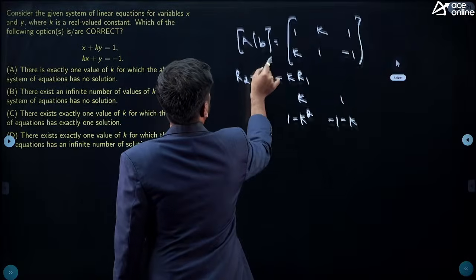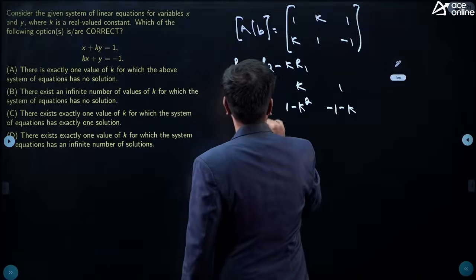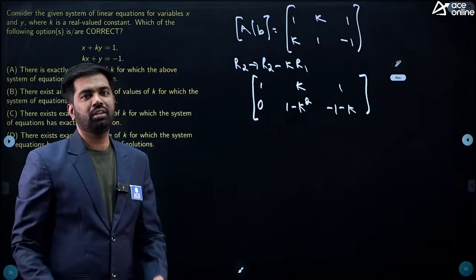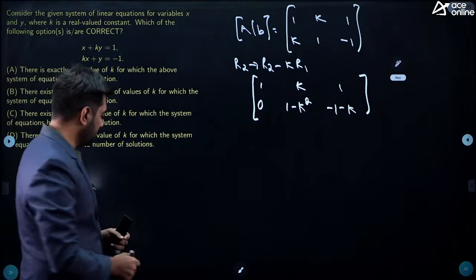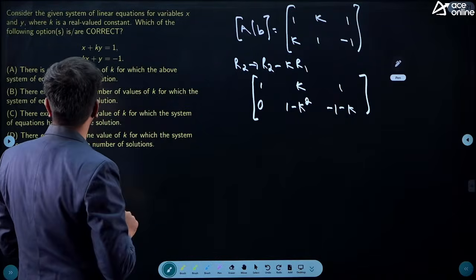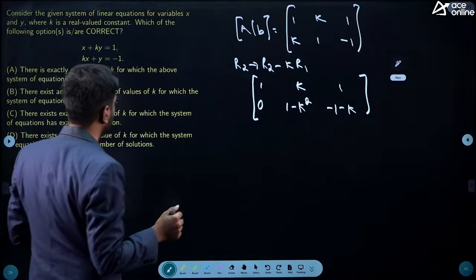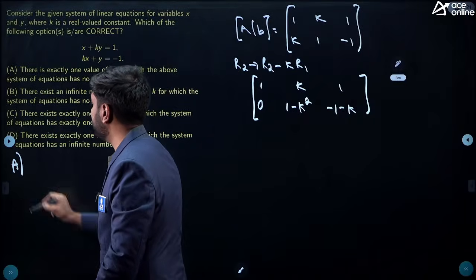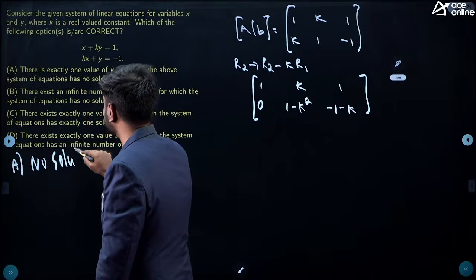So this simple augmented matrix can help you solve the entire question. Keep this as a reference and then start answering about A, B, C, D. This will be a good reference for us to verify options A, B, C, D. So let's start with option A. There exists exactly one value of k for which the system of equations has no solution. I'm highlighting here that option A talks about no solution.